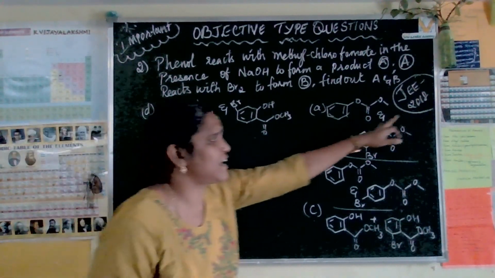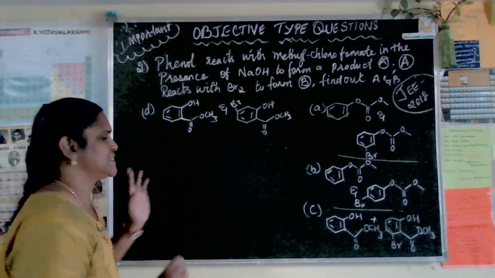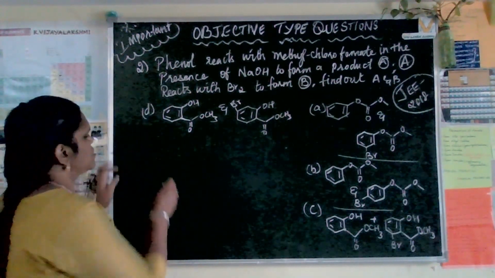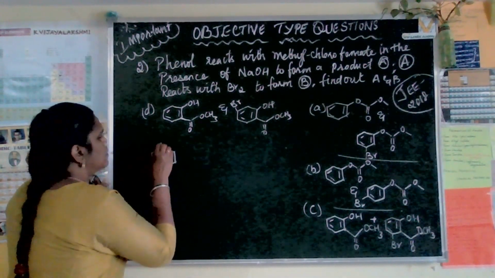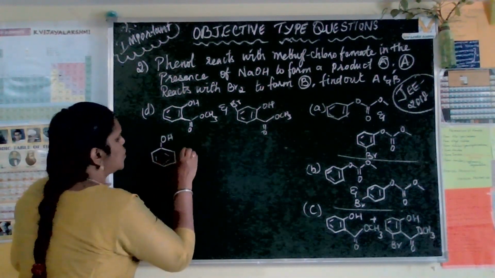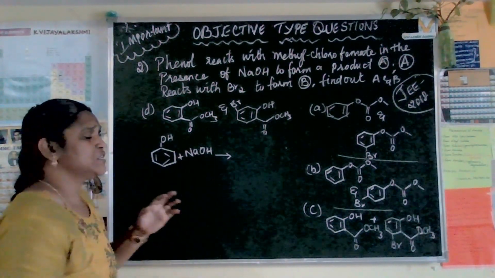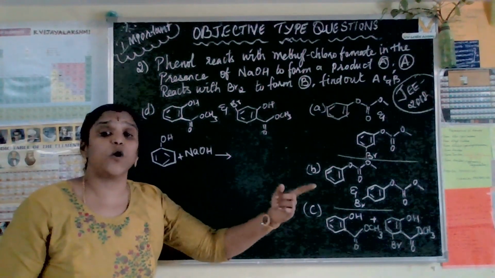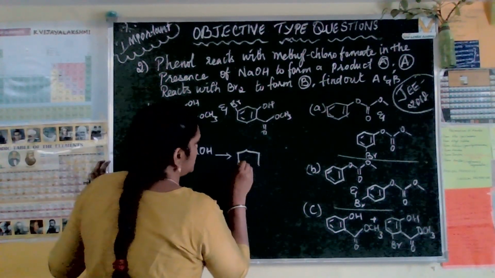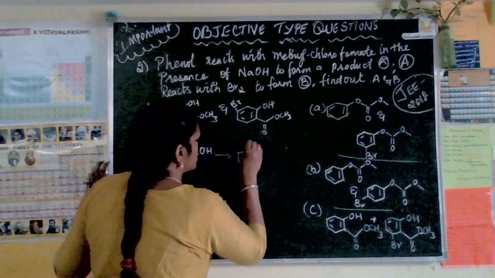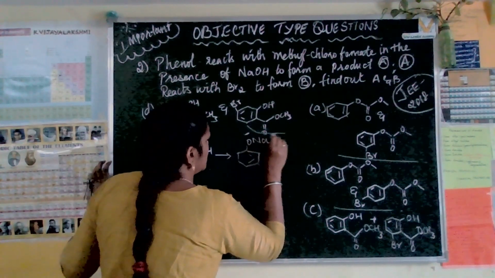This is also a very important question. First and foremost, phenol OH reacts with sodium hydroxide. Why do we go directly to sodium hydroxide? Because sodium phenoxide is more reactive than phenol. Here we got sodium phenoxide, with a negative charge on oxygen and a positive charge on sodium.